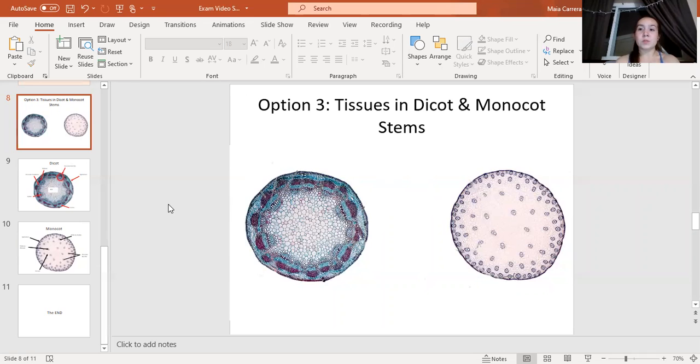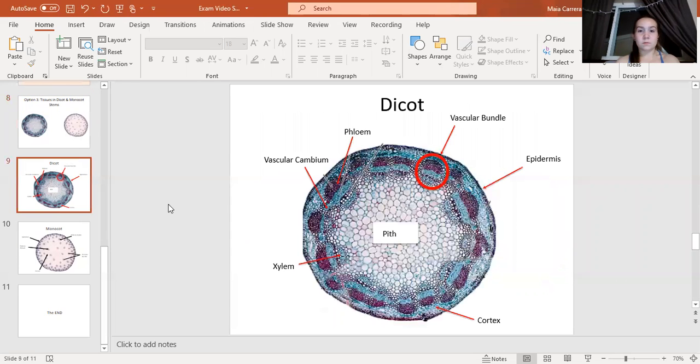So continuing on, we're going to go into dicot. As you can see here, this is the dicot cell, and I zoomed in the image in order to help determine the difference between each part of the cell. So on the outer ring, we have the epidermis, and then going from out to in, we have the cortex, and then we have the phloem, vascular cambium, the xylem, and then the pith.